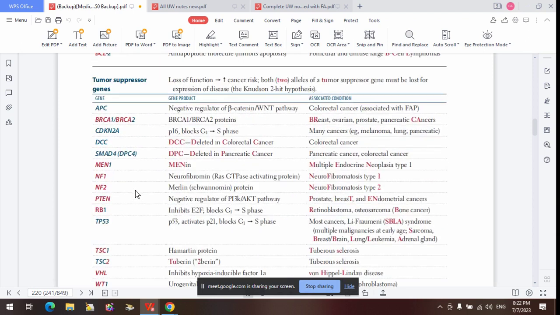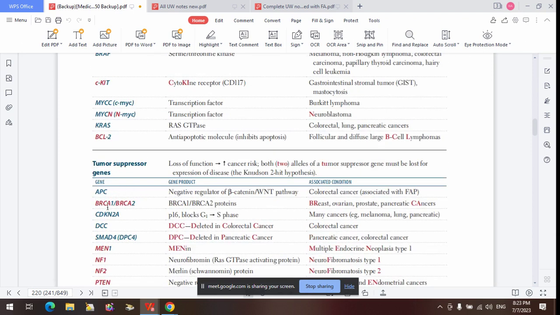So what are the examples of these tumor suppressor genes? We talked about APC. APC is known as the adenomatous polyposis coli gene. That is a negative regulator of beta catenin. So the beta catenin WNT pathway drives growth.